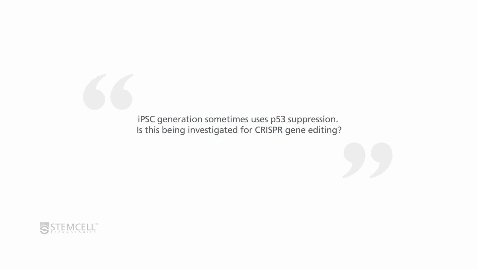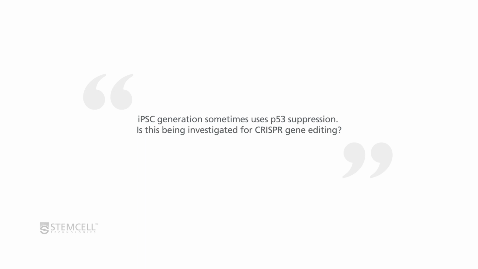Our next question is, iPSC generation sometimes uses p53 suppression. Is this being looked into with CRISPR editing? Yeah, so actually some of the initial publications performing CRISPR-Cas9 editing in pluripotent stem cells did use p53 inhibitors. And it does improve editing because when you inhibit p53, like I showed in that p53 pathway diagram, it will suppress cell cycle arrest and apoptosis.